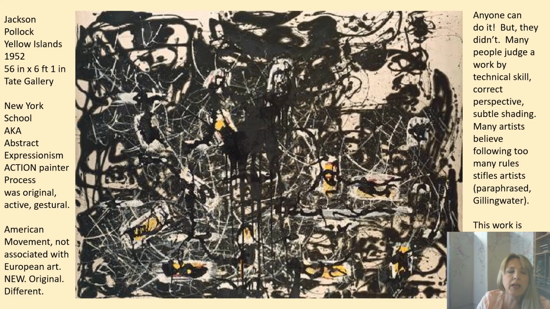Jackson Pollock, well known. I think most of you know that name. People tend to either love him or hate him. This is his work called Yellow Islands, 1952, and it's large, 56 inches by 6 feet, 1 inch. And he is an abstract expressionist, so that's the term I want you to know here. An abstract expressionist is the same as a New York school.